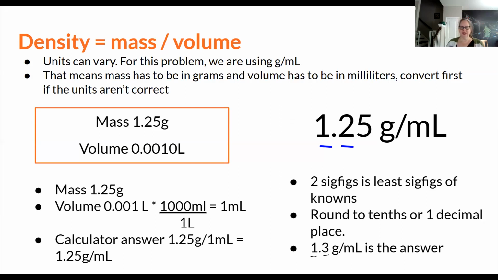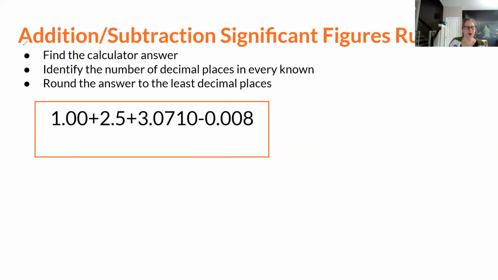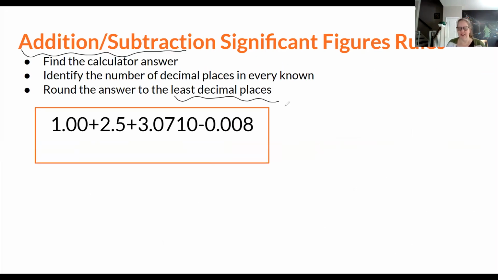What if I have addition and subtraction? When you have addition and subtraction, you are rounding to the least decimal place. So it's a little bit different here. You're still going to do the same exact process, but instead of counting sig figs, you count decimal places. 2 decimal places, 1 decimal place, 2, 3, 4 decimal places, 1, 2, 3 decimal places. Round to the least decimal places. So my answer has to be rounded to 1 decimal place.